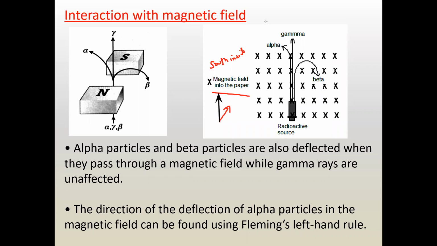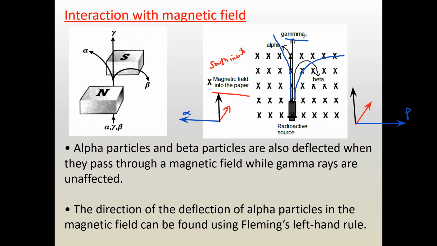And when you are using the left hand for alpha, you will find that alpha will deviate towards the left hand side of the page. And for beta, the same rule is there. The index finger should point into, the second finger should point in the direction. And when you use the right hand for beta, you will find it deviates in the opposite direction. As you can see here in the figure, alpha is deflected towards the left hand side, whereas beta is deflected towards the right hand side. And the deflection of alpha is smaller as compared to that of beta. Beta is more curved as compared to alpha.